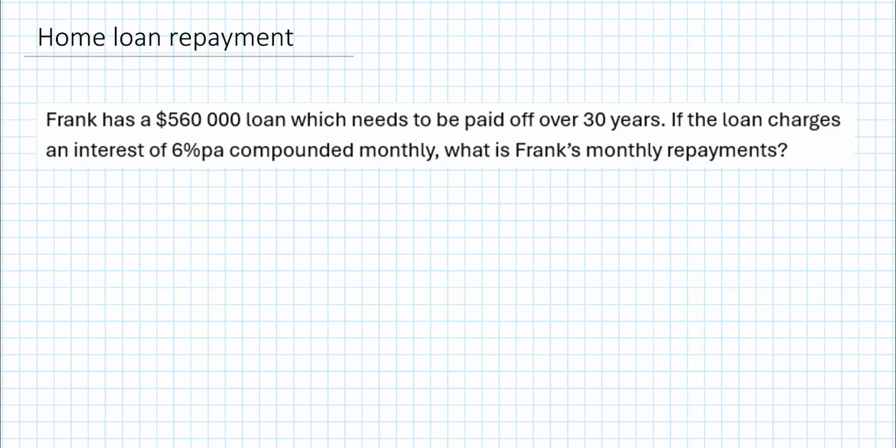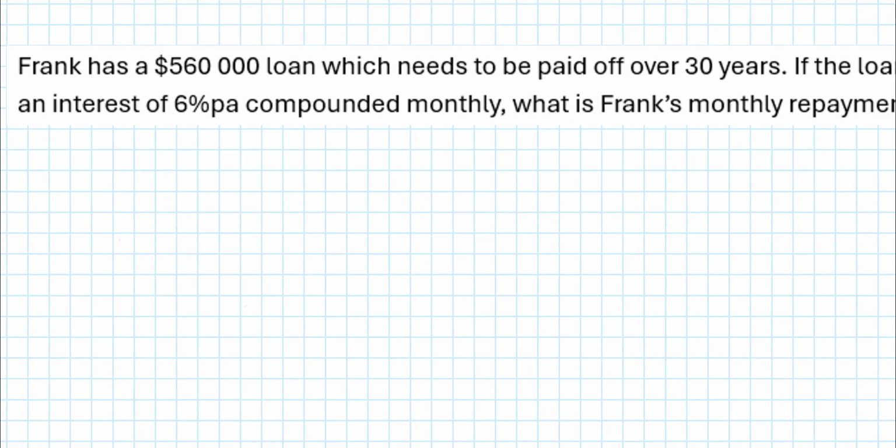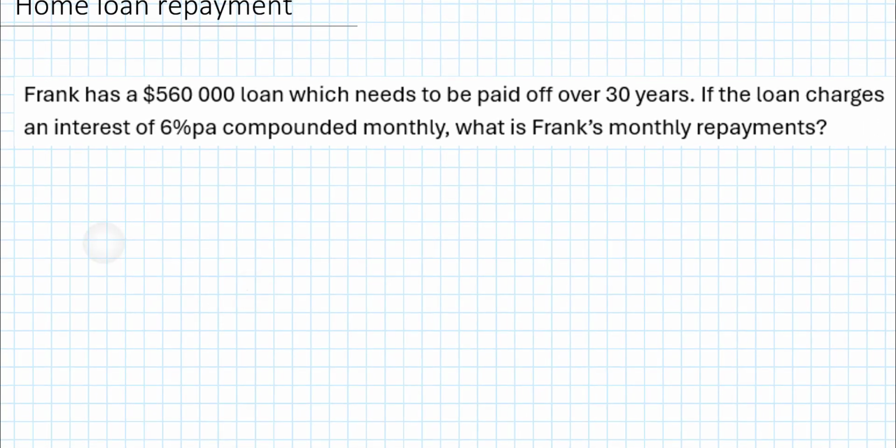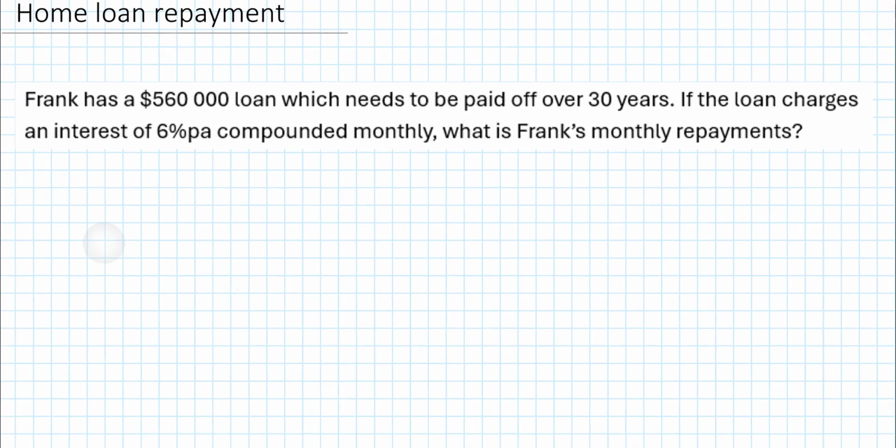Frank has a $560,000 loan which needs to be paid off in 30 years. If the loan charges interest of 6% per annum compounded monthly, what is Frank's monthly repayments? So let's write a summary of what's been given in the question.